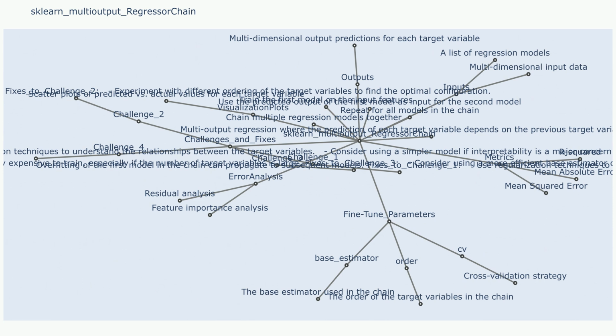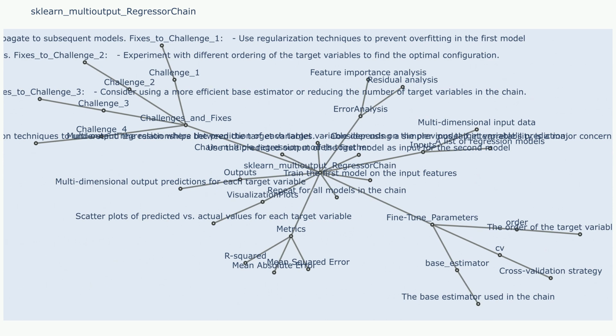Experiment with different orders. Try different combinations of target variable orders to find the best configuration for your specific problem. Feature engineering. Create new features that capture the relationships between the target variables to improve the performance of the chain.